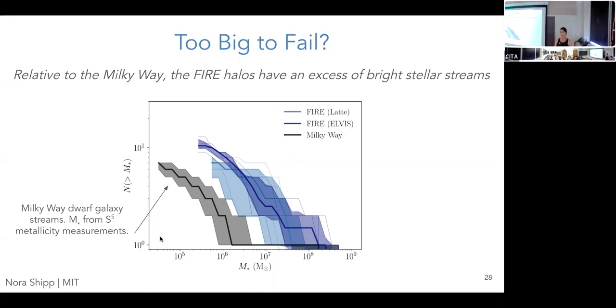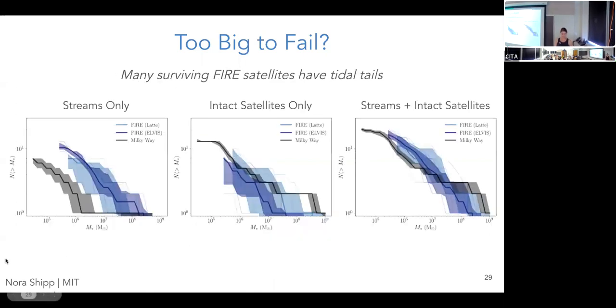But of course, there is the question of whether we've observed all of the dwarf galaxy streams in the Milky Way, and the answer is definitely no, and that is one of the big parts of this paper that I'm going to get to. Okay, but first I want to show just a couple more versions of this figure.